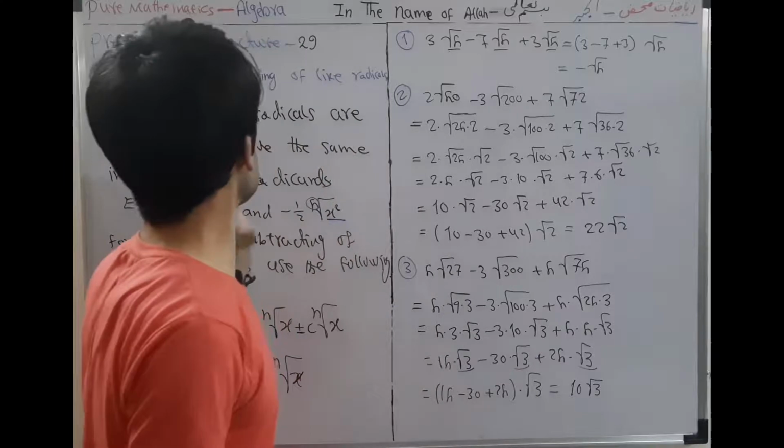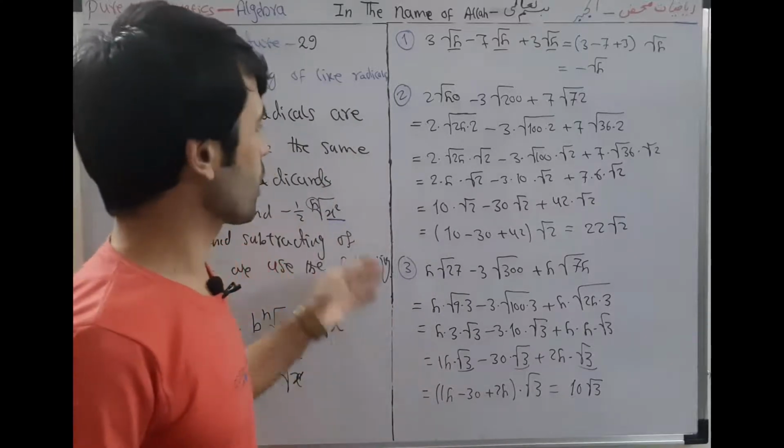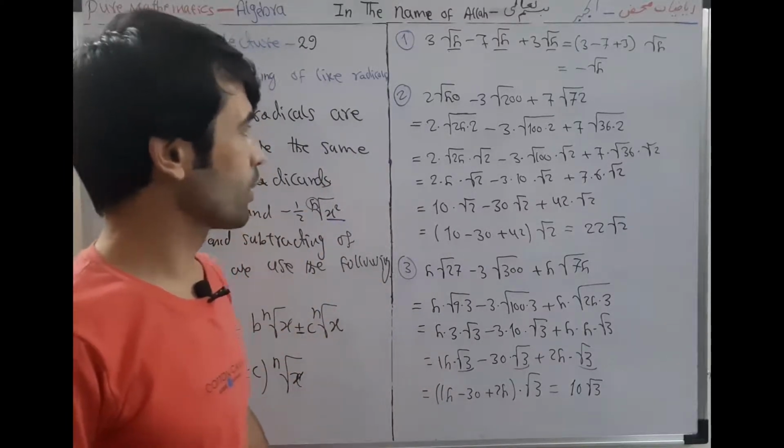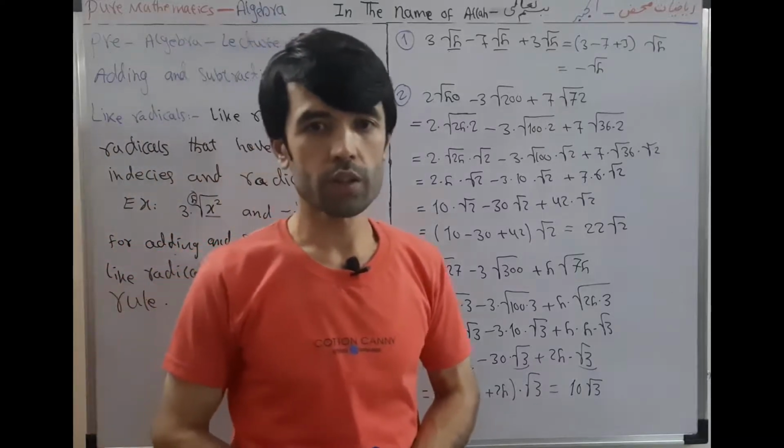It was the class of lecture 29, which we explained about adding and subtracting of like radicals.